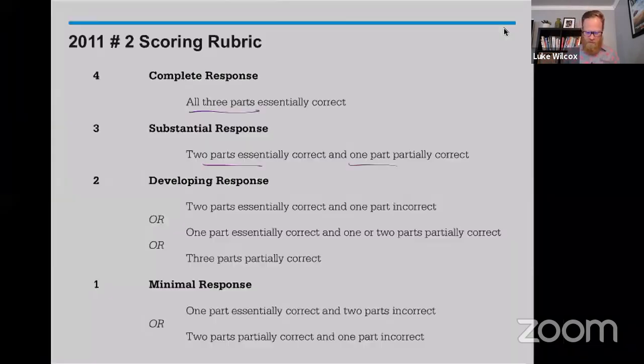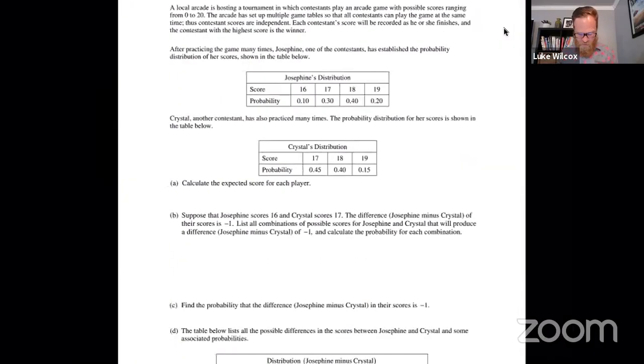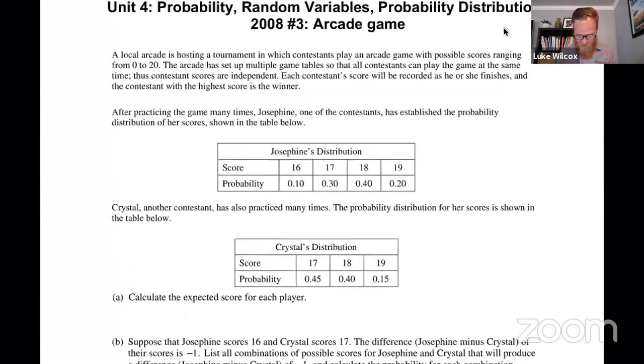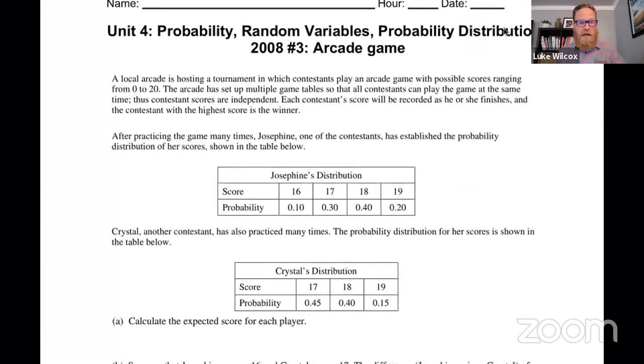Okay, onward. Let's move on to free response number 2 for today, also from Unit 4. One of my favorite questions here, one that I often give my students on a chapter test. Says here, a local arcade is hosting a tournament in which contestants play an arcade game with possible scores ranging from 0 to 20. The arcade has set up multiple game tables so that all contestants can play the game at the same time. Thus, contestant scores are independent. I'm guessing that that's probably going to become important later.